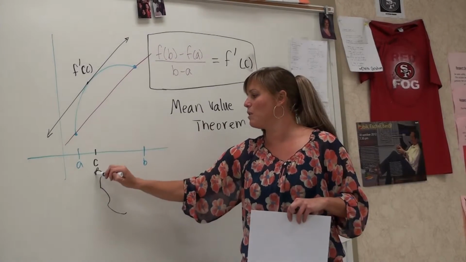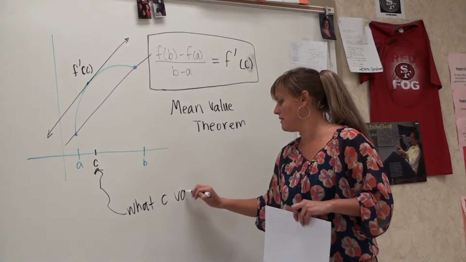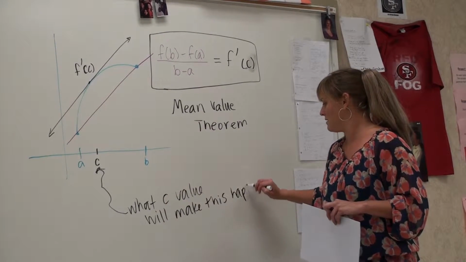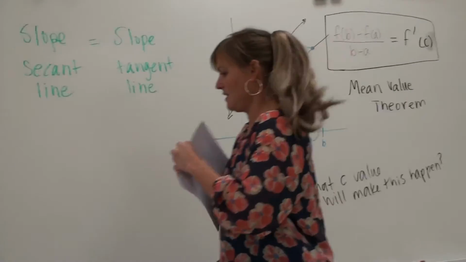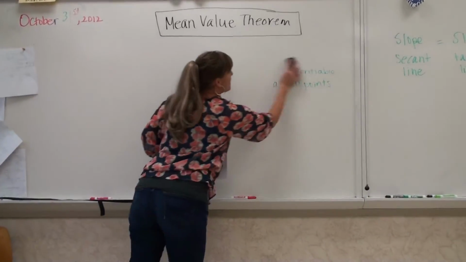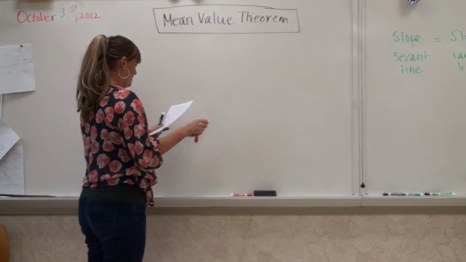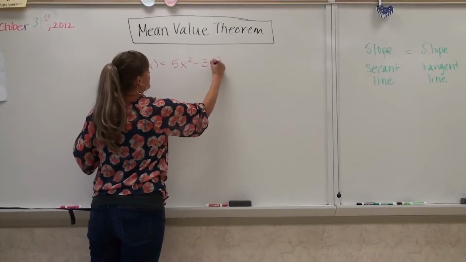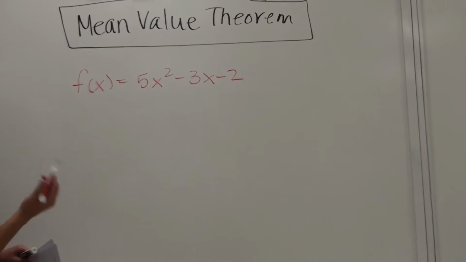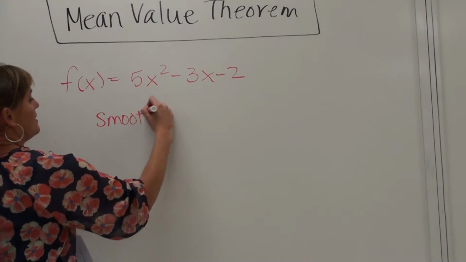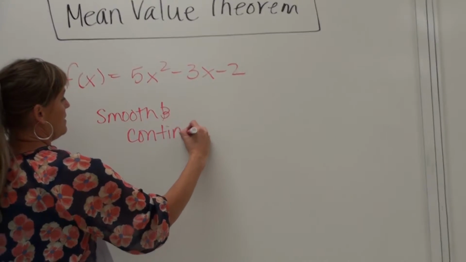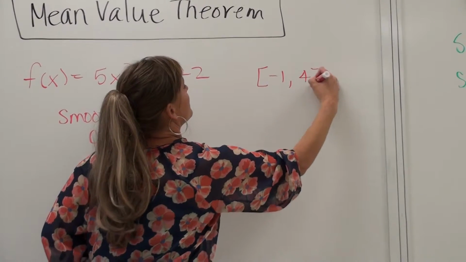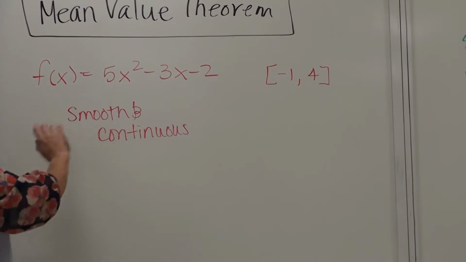So what we're looking for is what C value will make this happen. So let's do an example. If I take my function f of x is equal to 5x squared minus 3x minus 2. I know that that's the equation of a parabola, so I know that this is smooth and continuous, which means it satisfies the first condition. I can take the derivative anywhere. And all I need is a closed interval. So let's say I'm just going to use an interval from 1 to 4. Any closed interval I want is going to be fine, because this is always going to be a continuous function.